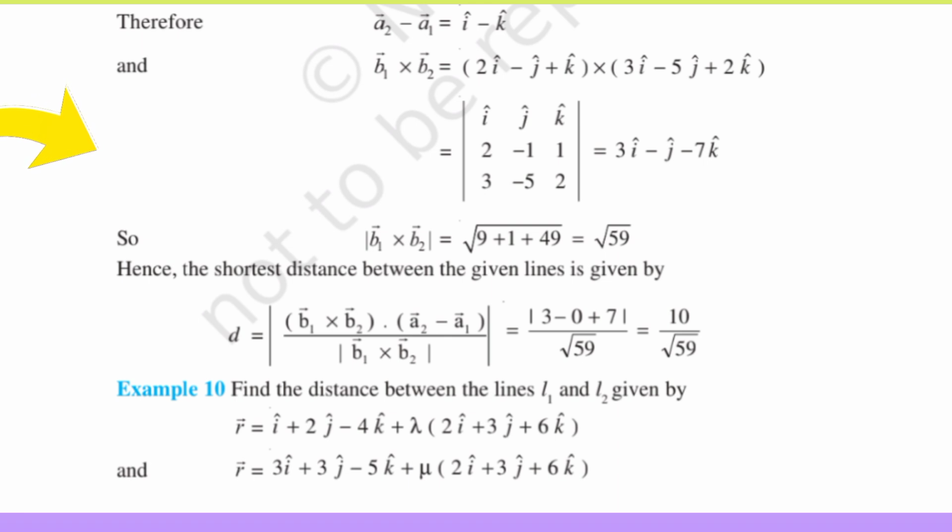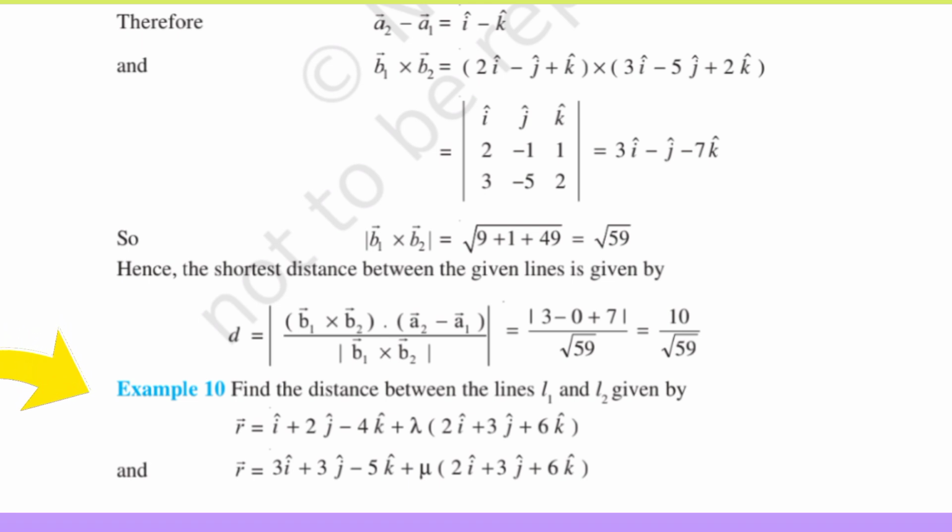So |b1 × b2| = √(9 + 1 + 49) = √59. Hence the shortest distance between the given lines is given by d = |(b1 × b2) · (a2 − a1)| divided by |b1 × b2| = |3 − 0 + 7| / √59, which is equal to 10 divided by √59.